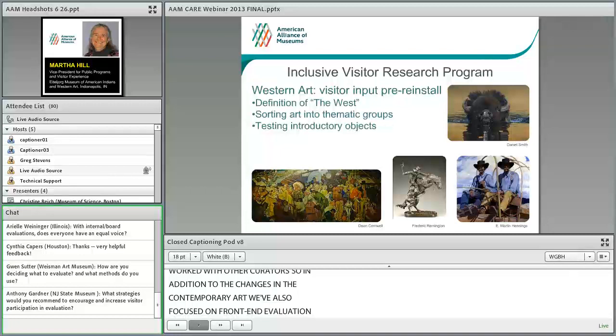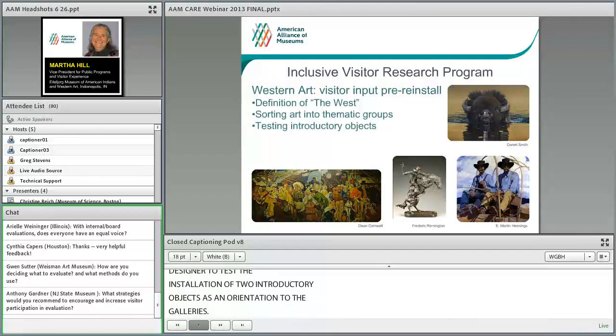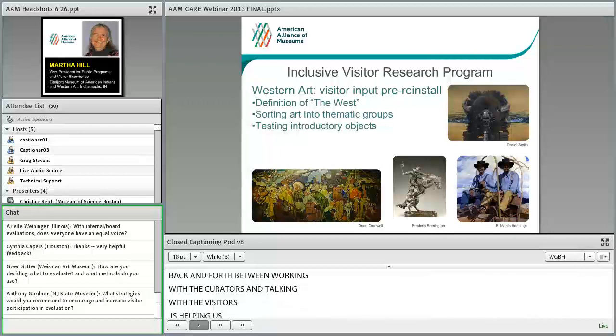We've worked with other curators, and so in addition to the changes in the contemporary art, we've also focused on some front-end evaluation as our Western art curators are planning for a complete reinstallation of the Western galleries. Last summer, one of our fellows talked with visitors and also our board members and staff members about their conceptions of the West and Western art. She did an art sorting activity in which she engaged visitors with possible gallery themes the curators had been developing. She also worked with our designer to test the installation of 2 introductory objects as an orientation to the galleries. Some of what she found was surprising to the curators, and of course this led to more questions.